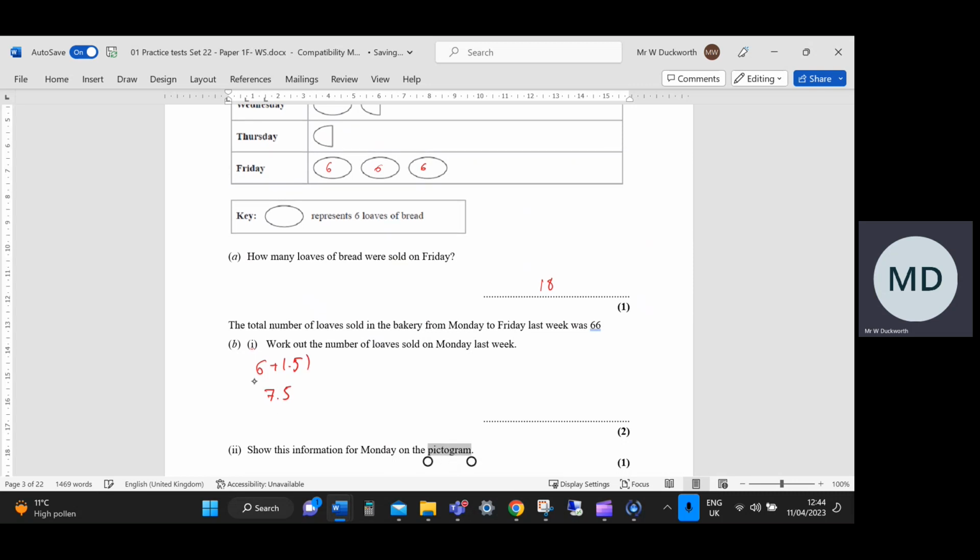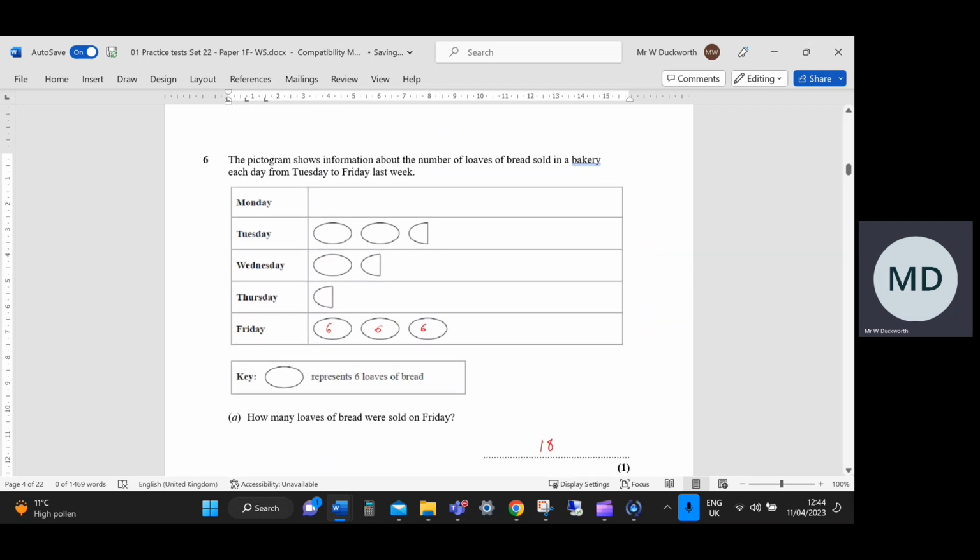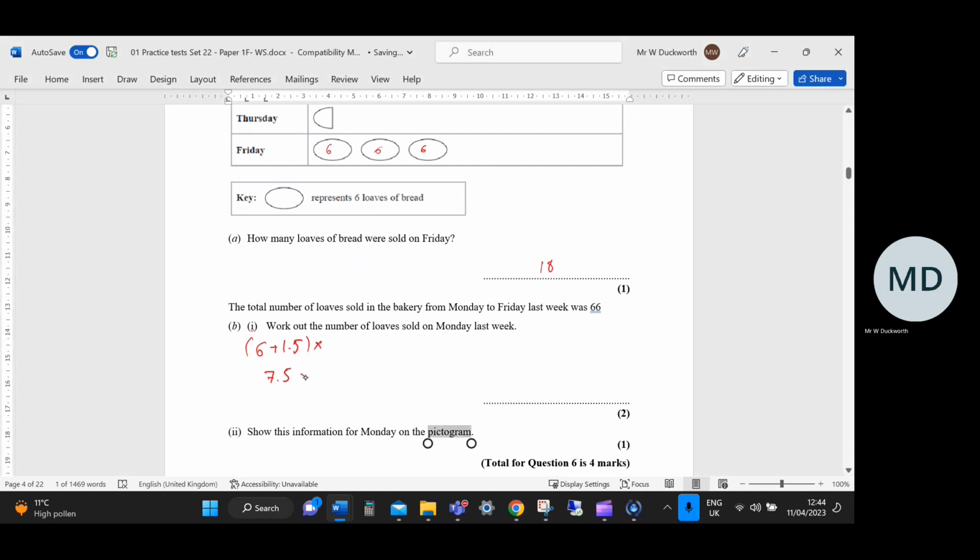And then I need to multiply that by number of, I've got 7.5 pictures. And then I'm going to times that by 6. 7 times 6 is going to be 42. So I'm looking at 42 plus 3. So I'm looking at 45 loaves sold in total. And I'm not quite done there. Jumping ahead of myself. So I've got 45 loaves sold there.